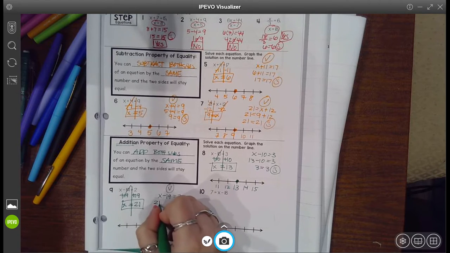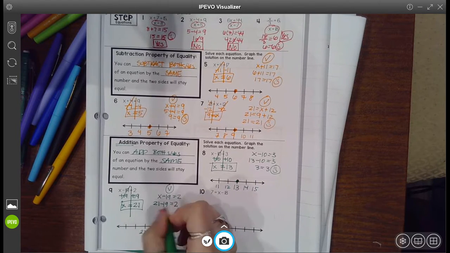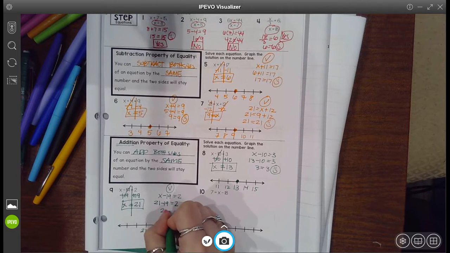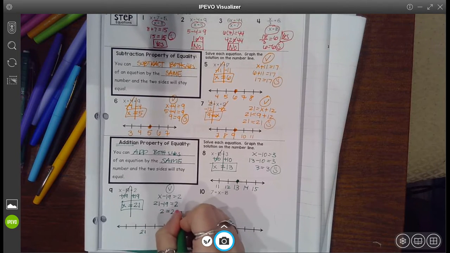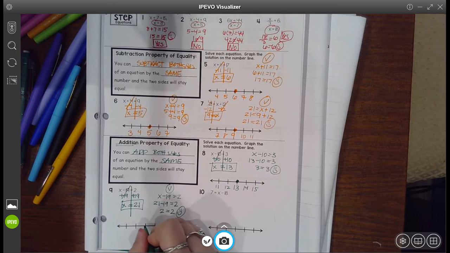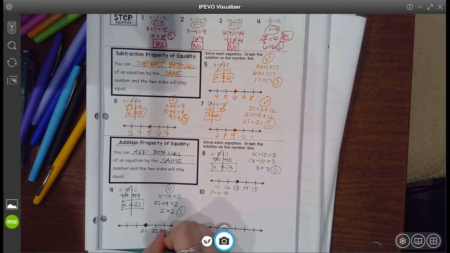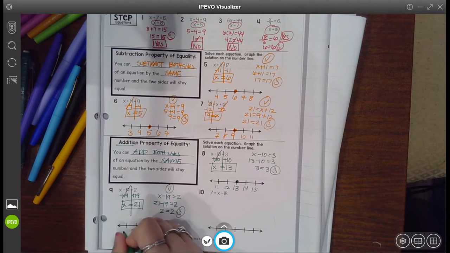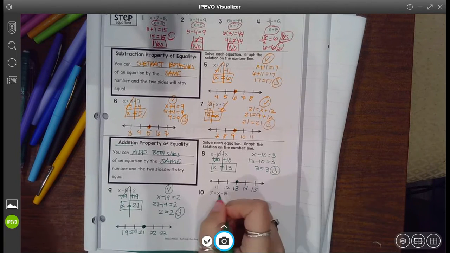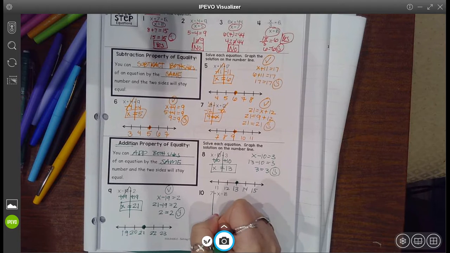Replace your x with what you think it is. 21 minus 19 is 2. Bring down your equals 2. That is a true statement, so you know for sure that 21 was indeed the correct answer. So two numbers bigger and two numbers smaller. Okay, and let's bring down our next one.